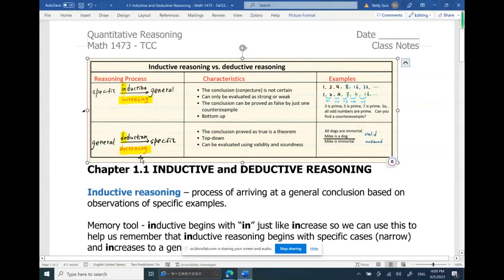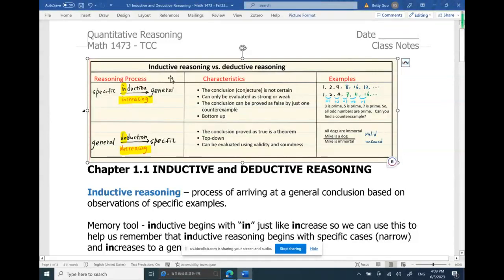To know about deduction, the conclusion of deduction can be proved as true. If the conclusion is proved as true, then it is a theorem. It's a top-down reasoning process. We can evaluate a deduction as valid or sound. That's something we will talk about in detail in later chapters.